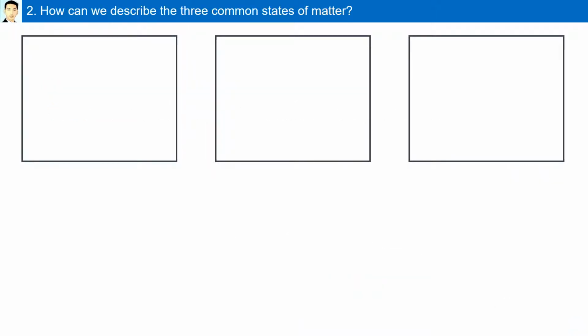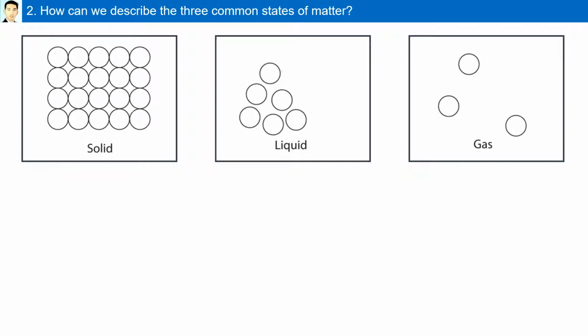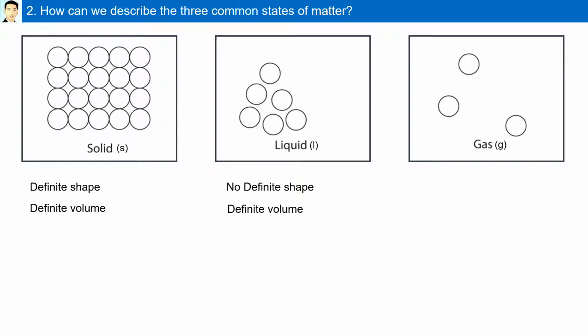How can we describe the three common states of matter? The three common states of matter are solids, liquids, and gases, and they can be abbreviated as S, L, and G. Solids have definite shape and definite volume, while liquids have no definite shape. They take the shape of the container. However, the volume is definite. While gases, on the other hand, have no definite shape and no definite volume. They actually expand to occupy the entire container.